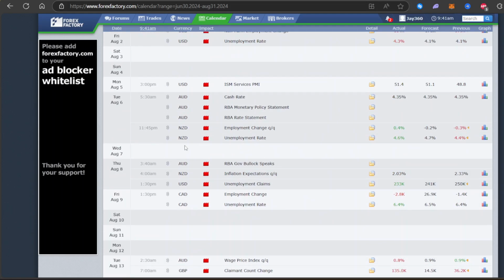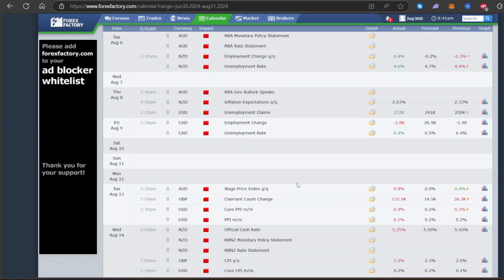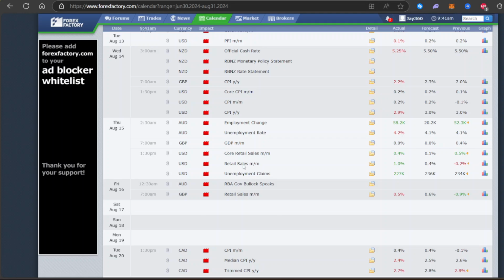Though this is for NZD, this is for the USD. So unemployment rate is considered a lagging indicator. Then we have the coincident indicators, which move along with the economy, providing a real-time snapshot. Things like GDP fall into this category because they reflect the current economic state. So the GDP, such as this one, falls into the coincident indicators.